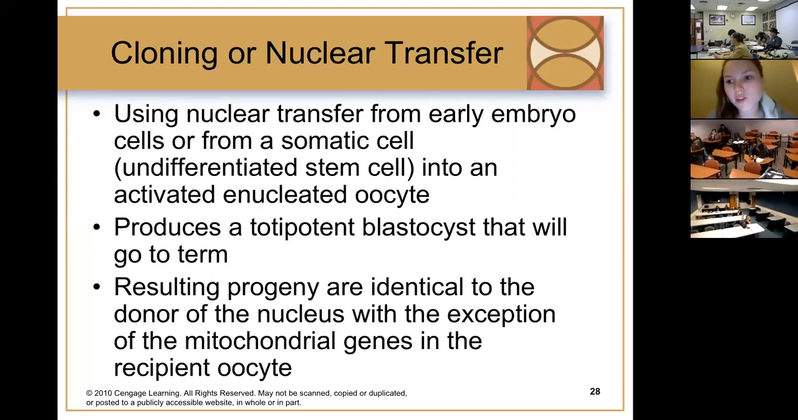Those terms are just reproduction terms, which we'll talk about next lecture. The resulting progeny would be identical to the donor of the nucleus, with the exception of the mitochondrial genes in the recipient egg, because remember, mitochondrial DNA is passed on from the mom. But other than that, the offspring is going to look the same as the donor.